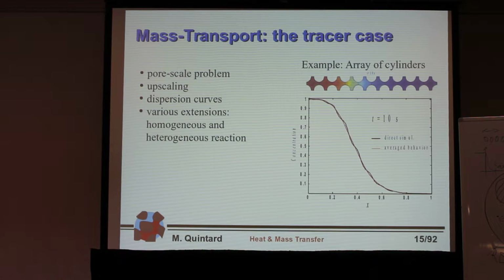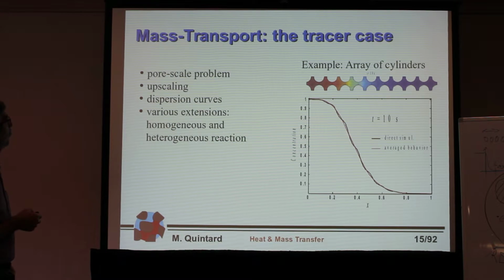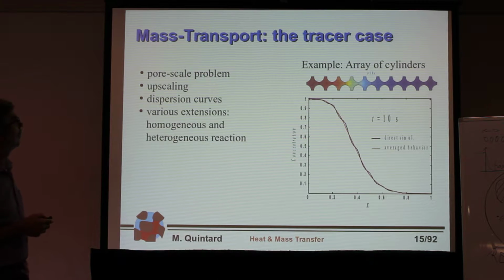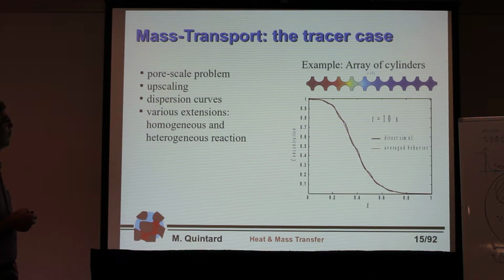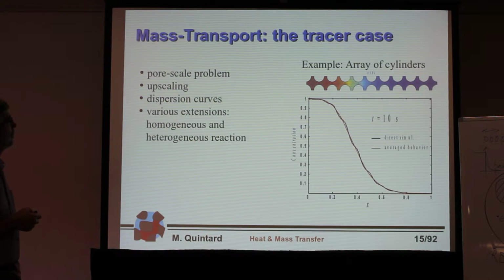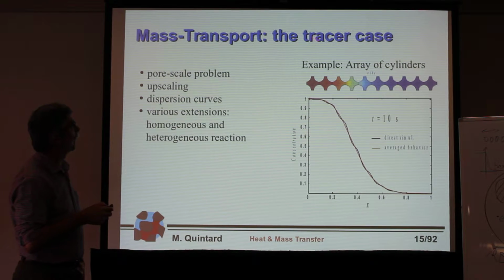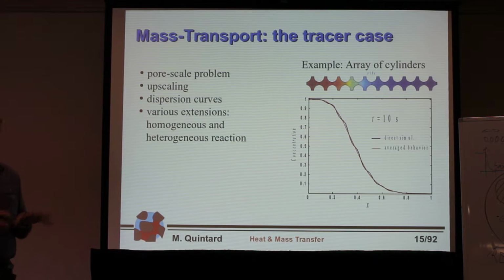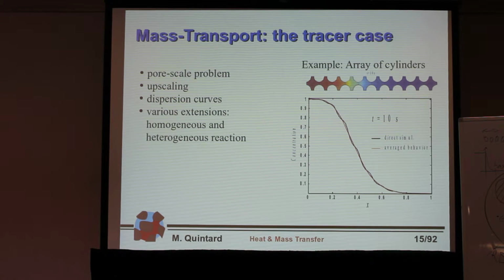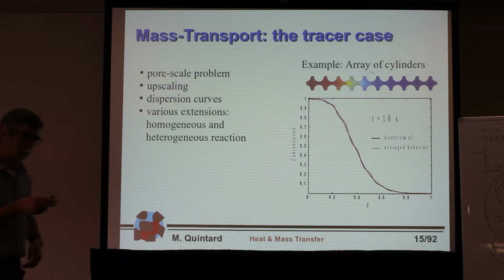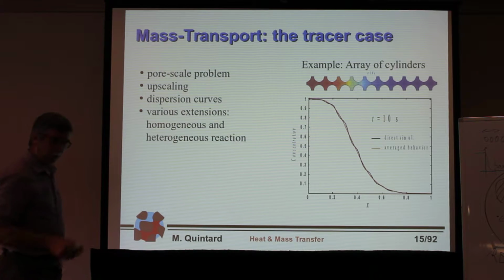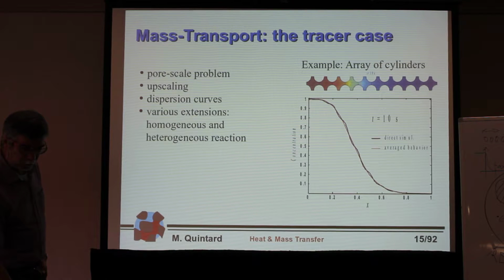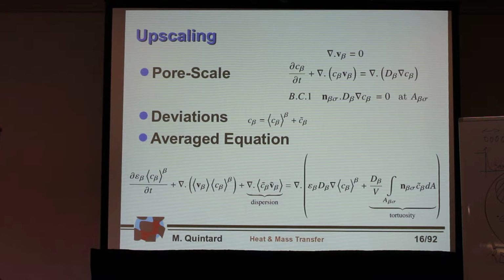So now let us go to a more complicated problem. And the first one of interest is the transport of a chemical species, and I will do that only in this short lecture on the tracer case. But there are results available for more advanced problems, including, for instance, the use of Stefan-Maxwell equations or things like that. So this is very simple, but the methodology can be applied to a more complicated system.